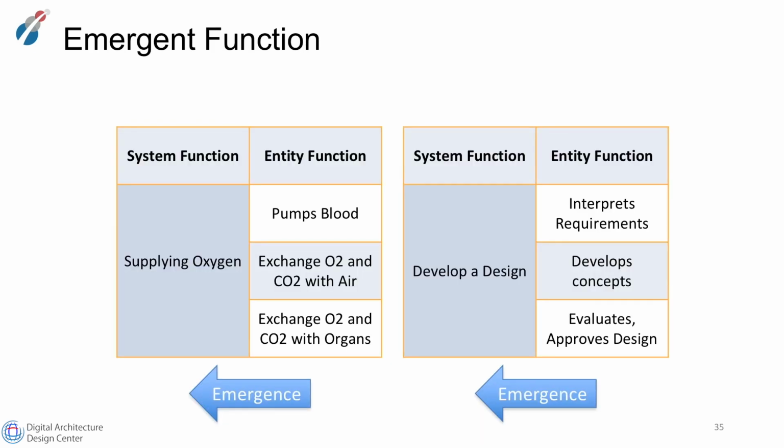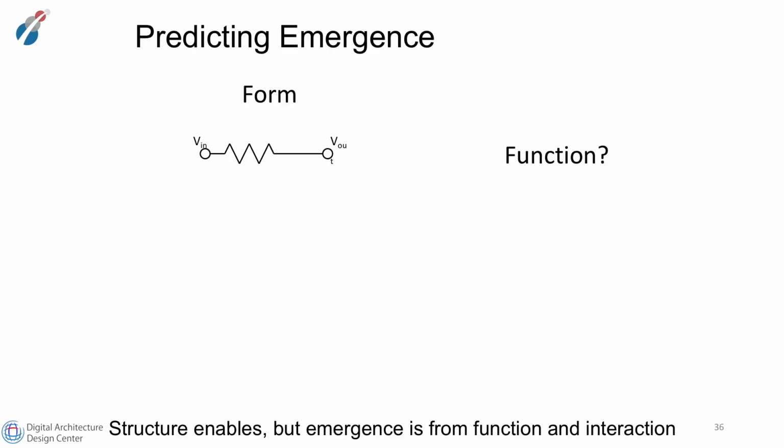And so if you think about it, when we looked at the circulatory system in the human body, the combination of pumping blood and exchanging oxygen with CO2 with the air and the organs led to a higher level function, the emergence of supplying oxygen. Interpreting requirements, developing concepts, and evaluating and approving the design led to the emergence of developing a design.